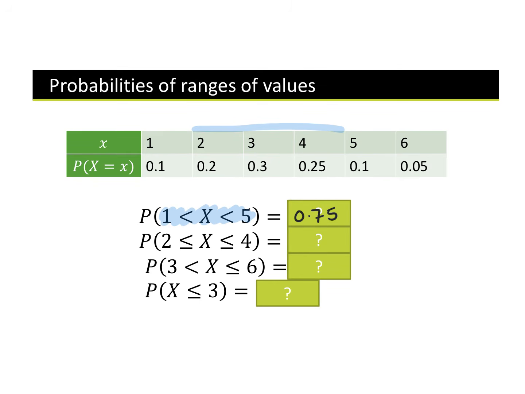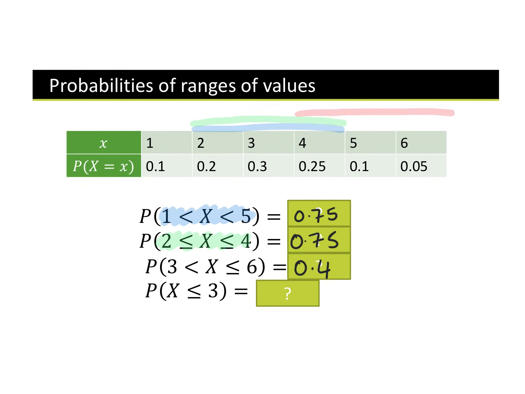Okay, the next one, what's the probability of including 2 and 4? So this is the same again. This is the same as 2, 3, 4, which we know is 0.75. The next one wants the probability between 3 but including 6. So this is just 4, 5, 6, which is 0.4.